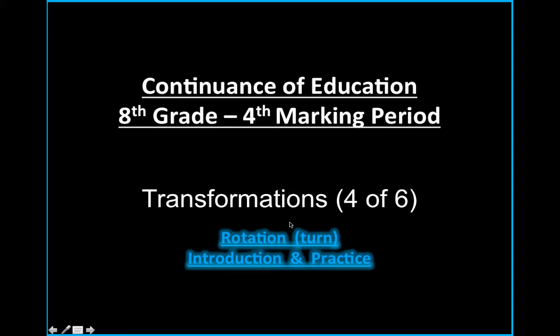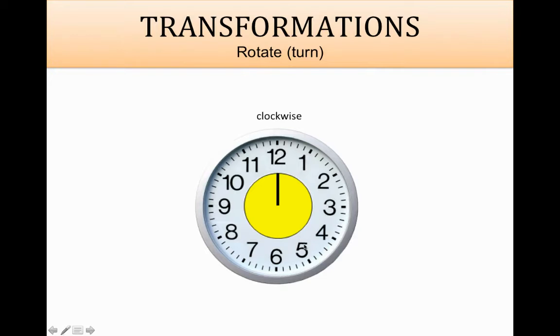The last one that we have to take a look at is a rotation, to turn or spin something. So there are two main ways that you're going to rotate items. You're going to rotate things clockwise or counterclockwise. What we're going to do is talk about clockwise first. Then you guys are going to practice a few clockwise problems on your own. Then I'll meet you over at the next video, the last video, and we'll talk about counterclockwise.